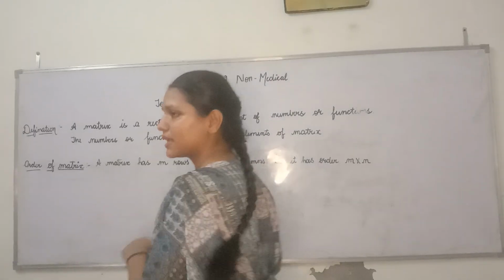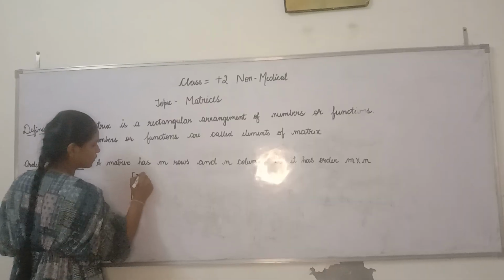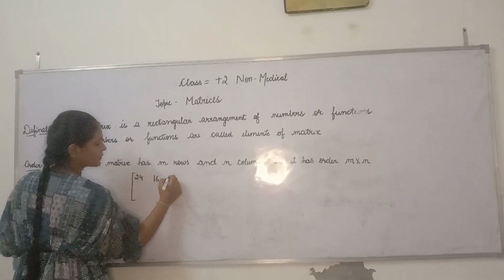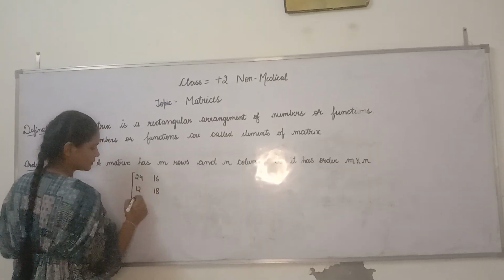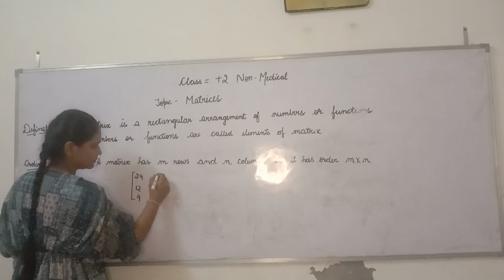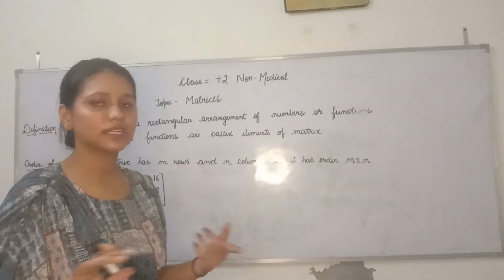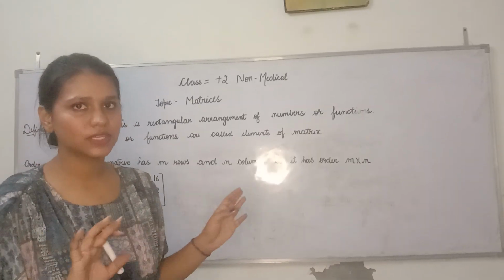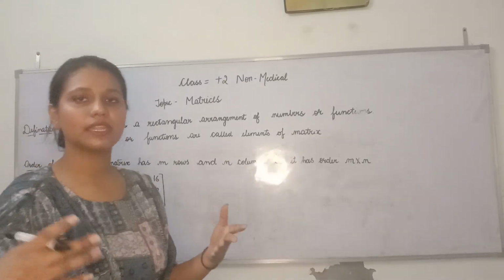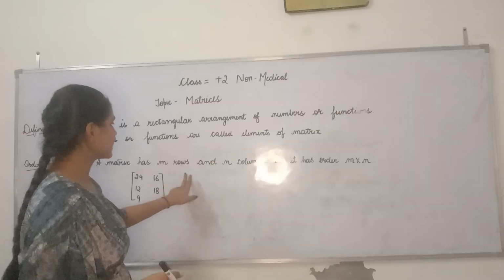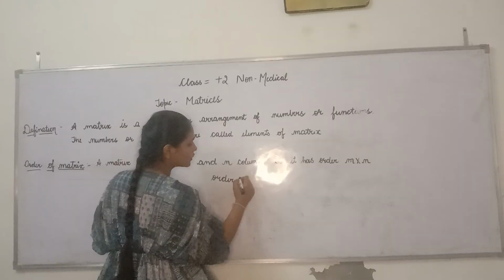For example, I am taking this matrix: 24, 16 and 12, 18, 9, 3. Previously we have already learned what the rows and columns are. Horizontal lines are called the rows and vertical lines are called the columns. First of all, in writing the order of the matrix, we have to write the number of rows.